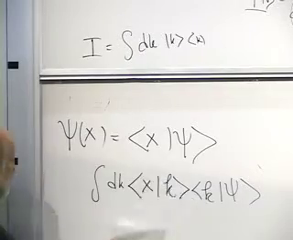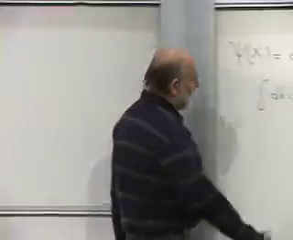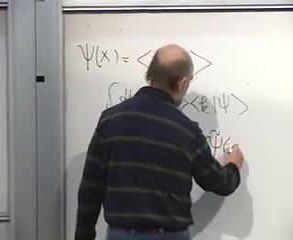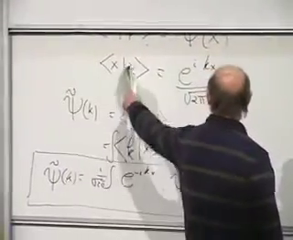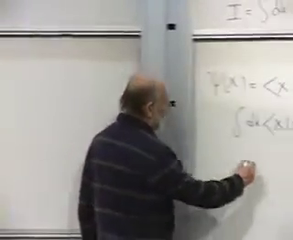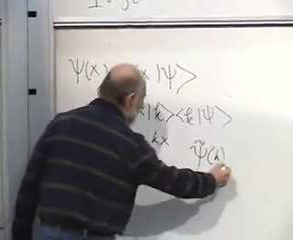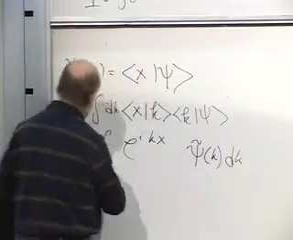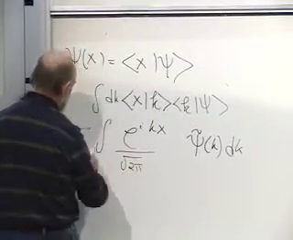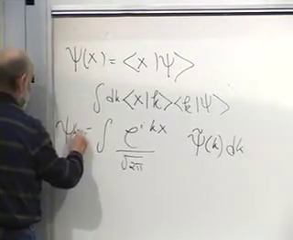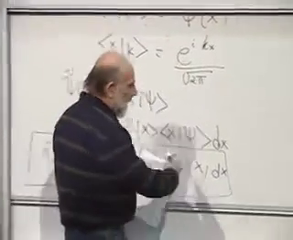Well, what's this? This is nothing but psi twiddle of k. And what is this? Where is it? Here it is right over here. It's e to the I kx integral dk over square root of 2 pi, right? That's psi of x. So look, we have a reciprocal relationship between psi of k and psi of x.